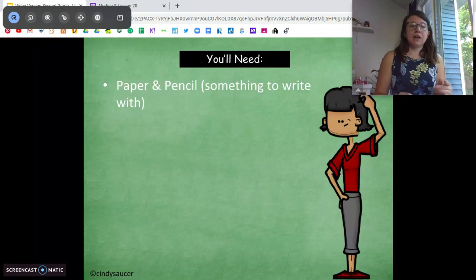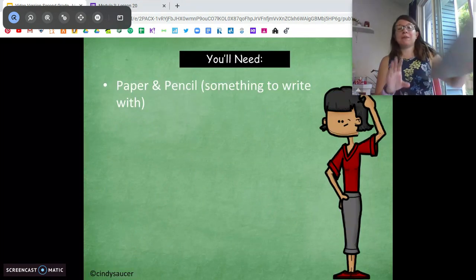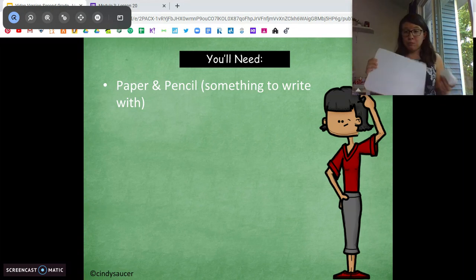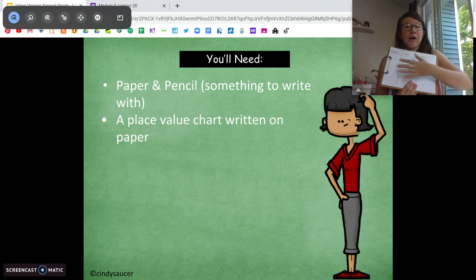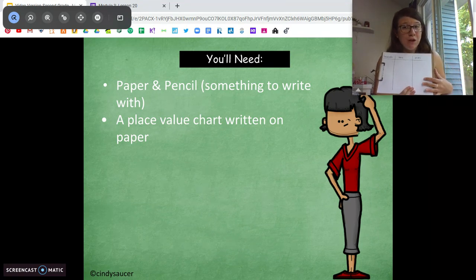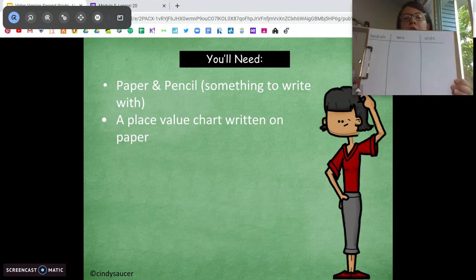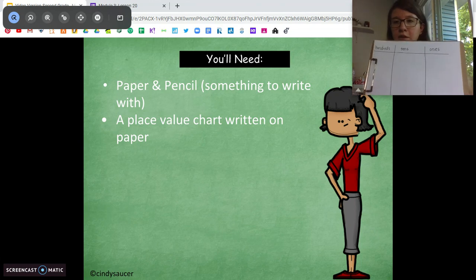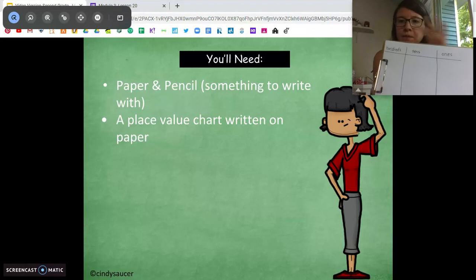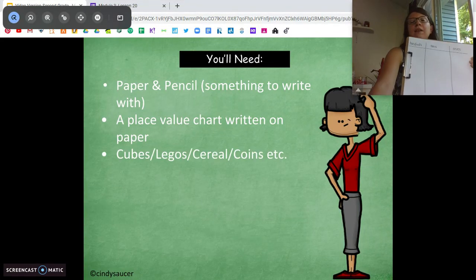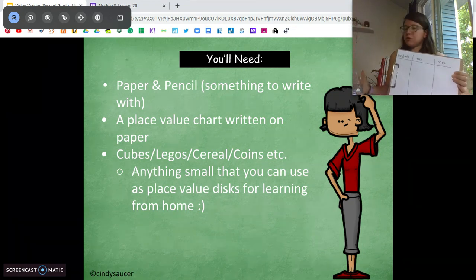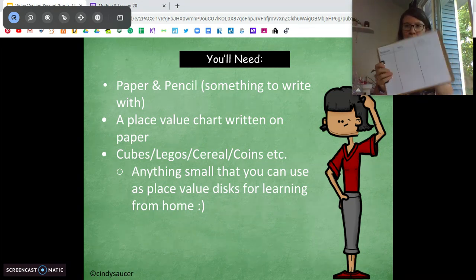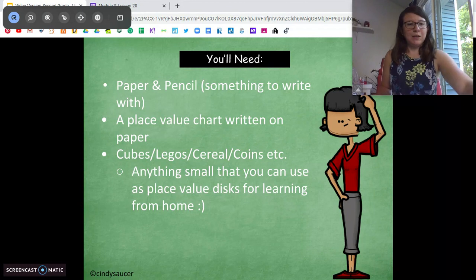So for today, you're going to need a paper and pencil, something to write with for our application problem. You also are going to need a place value chart. You might be able to use your place value chart for the application problem too. So you're just going to need one today, just like yesterday. So go ahead and either find the one you did yesterday or make a new one, a hundreds, tens, ones place value chart. And then you'll also need whatever you've been using for your place value discs. So we'll go ahead, get those things ready, and come back when you are ready to go.